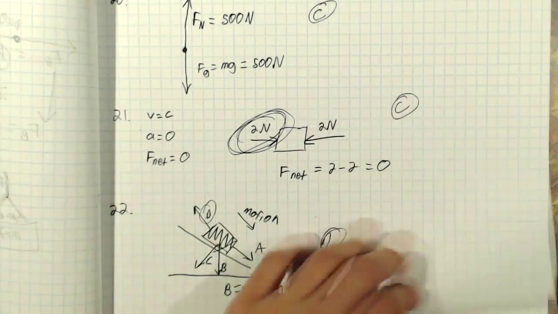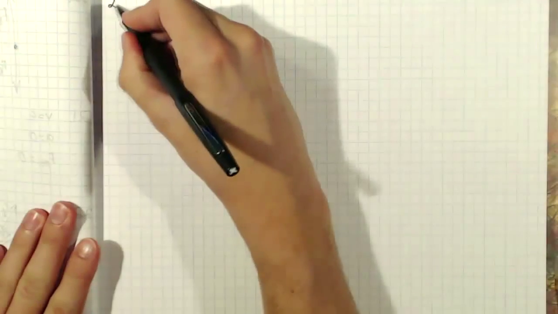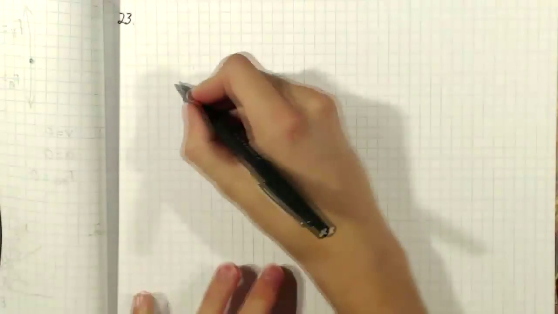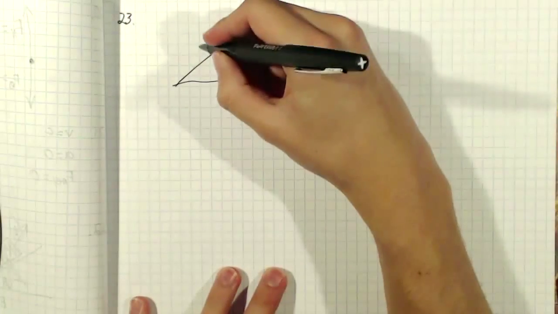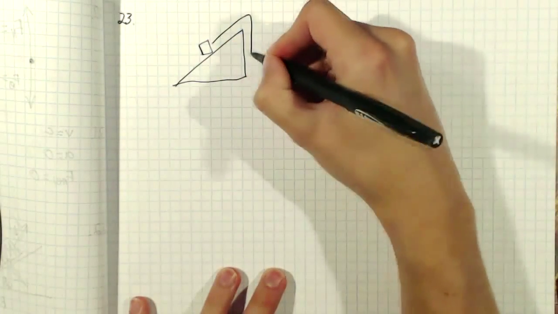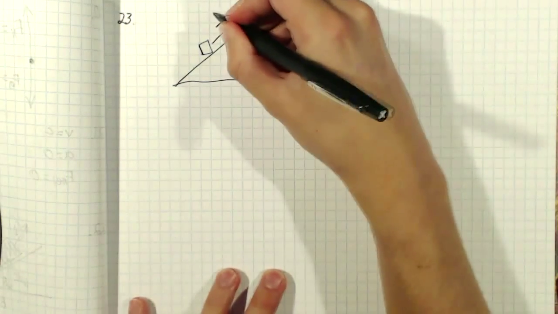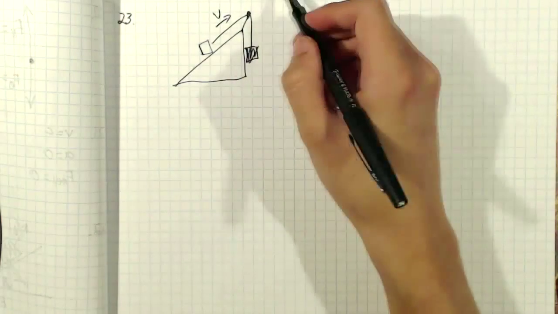The next question is question 23, which says block A is pulled with a constant velocity up an incline as shown in the diagram below. Which arrow best represents the direction of the frictional force acting on block A? Okay, so here is our inclined plane, here's our block, and it's got a little pulley and another block, and it's moving this way. So the velocity is this way, meaning your motion is this way.